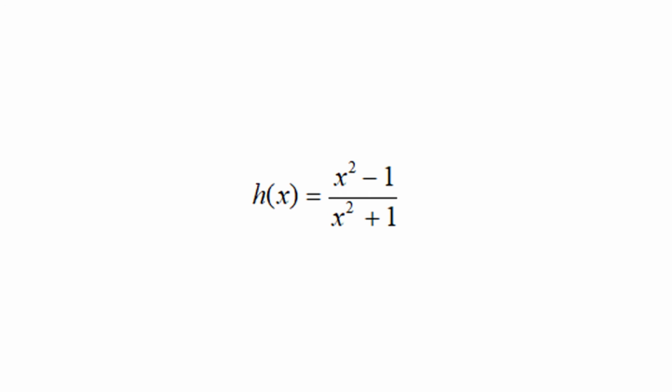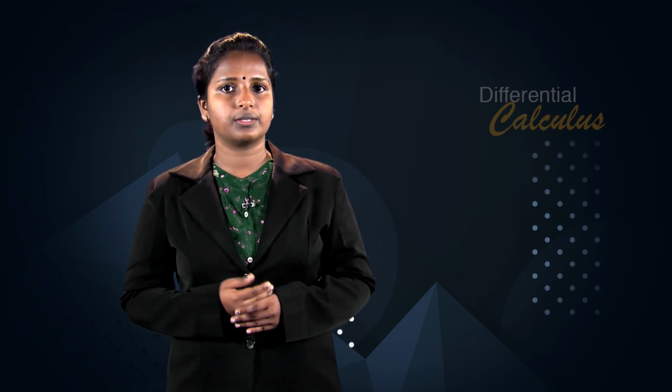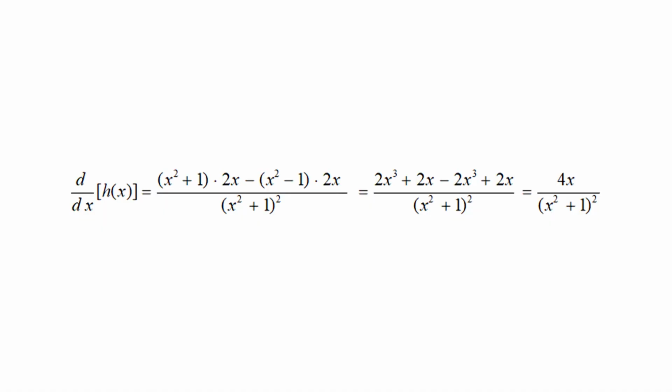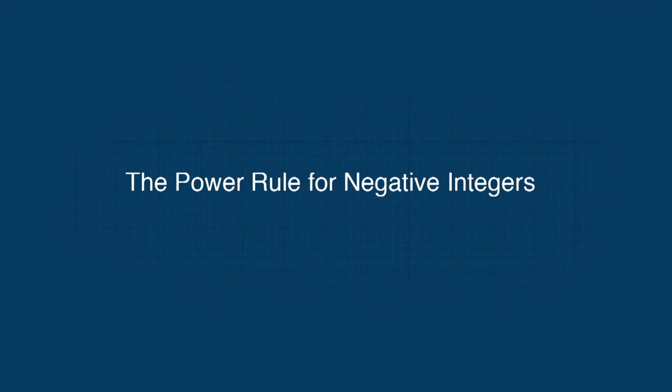To illustrate the quotient rule, let us find the derivative of h(x) equal to (x² minus 1) upon (x² + 1). We apply the quotient rule with f(x) = x² minus 1 and g(x) = x² + 1. d/dx of h(x) equals [(x² + 1)(2x) minus (x² minus 1)(2x)] upon (x² + 1)², which is equal to [2x³ + 2x minus 2x³ + 2x] upon (x² + 1)², which is equal to 4x upon (x² + 1)².